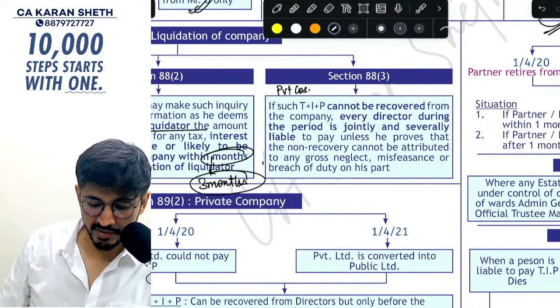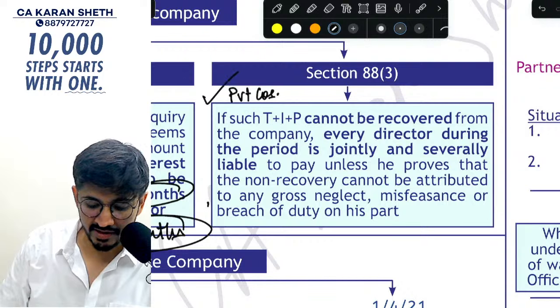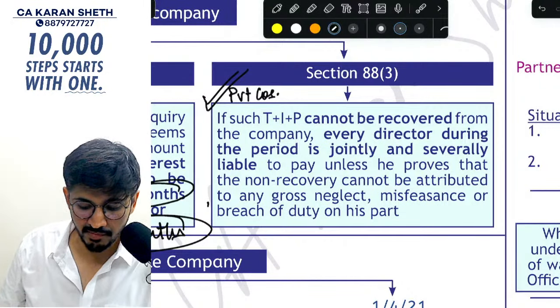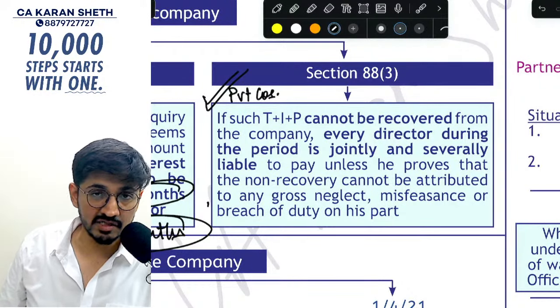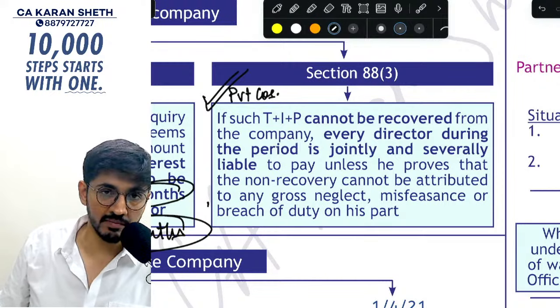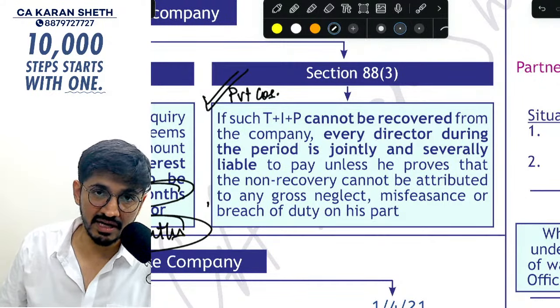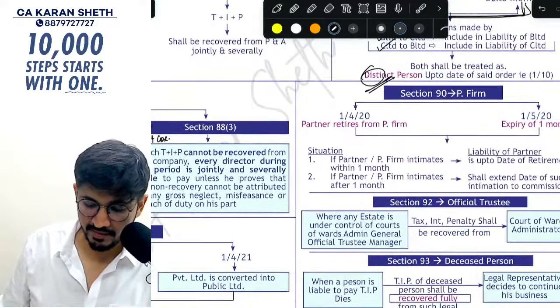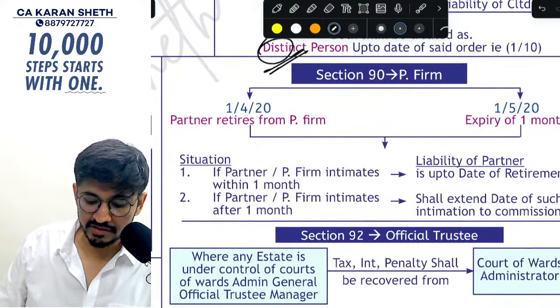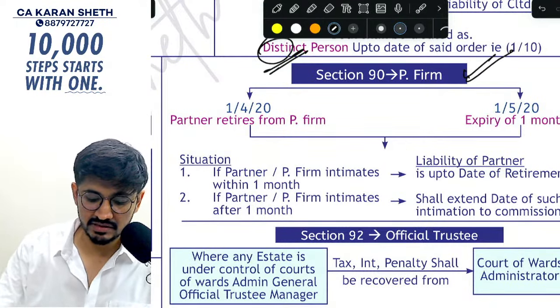to the GST department. Now when it comes to private companies, it's very important for you to understand, my dear friends, if the tax, interest, penalty cannot be recovered from the company, every director during the period shall be jointly and severally liable to pay the tax. Perfect.